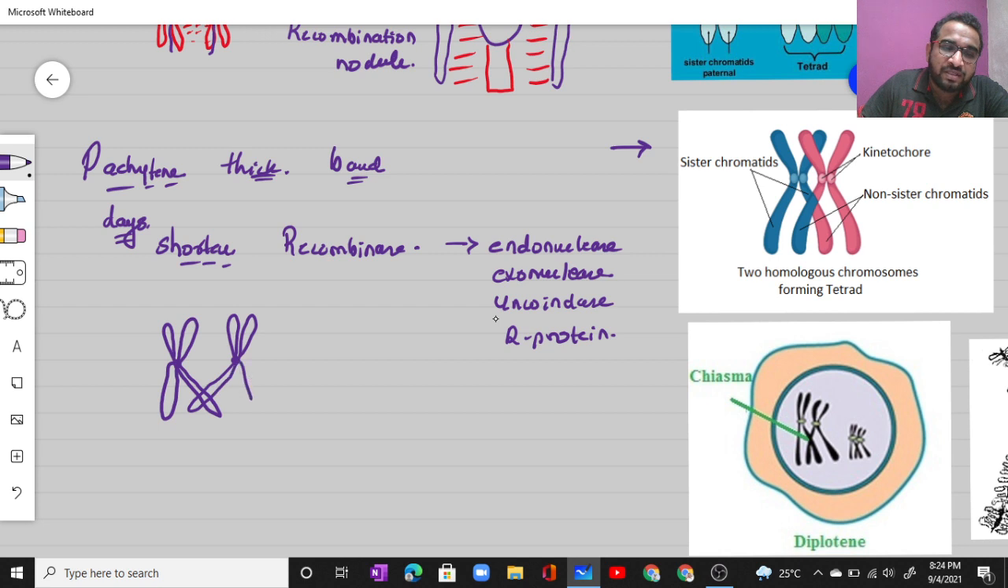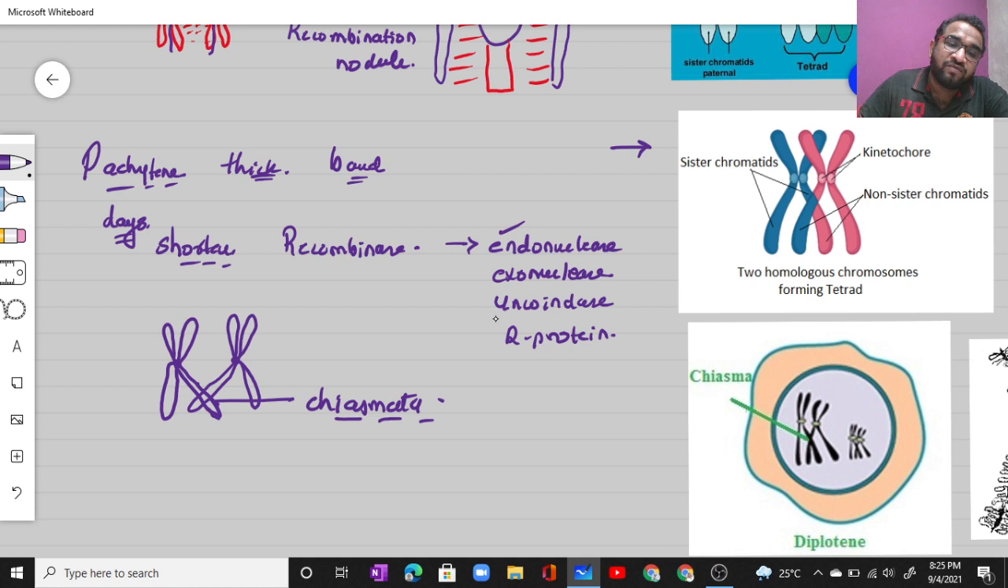Okay, what we can see here is that the two non-sister chromatids have overlapped on one another. What has happened? The two non-sister chromatids have overlapped on one another. Now this is called overlapping or crossing over, and below this chromatid arm, there is one point where both of them have got attached to one another. This region where they are attached to one another is called the chiasmata formation. It is called the chiasmata.